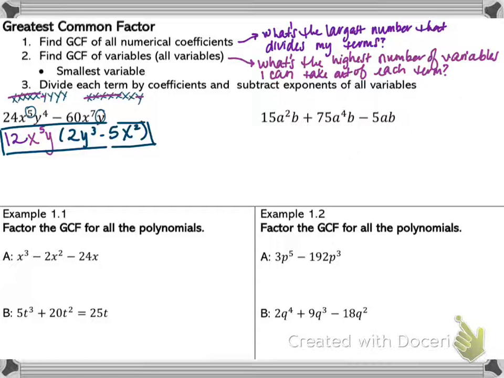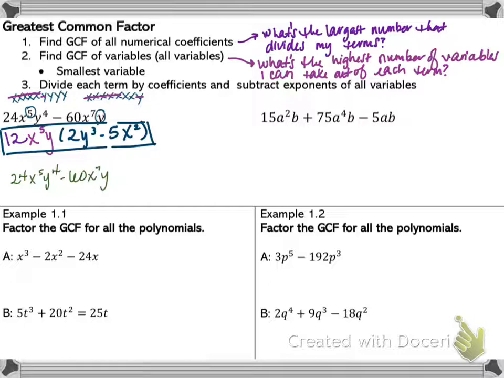But if I were to distribute this, I would get 12 times 2, which is 24, x to the 5th times y to the 3rd, which would be y to the 4th. Okay, and that does in fact match what I have up there, minus 12 times 5, which gives me 60, x to the 5th times x squared is x to the 7th, and then y. So I did in fact end up with the same thing I started with.